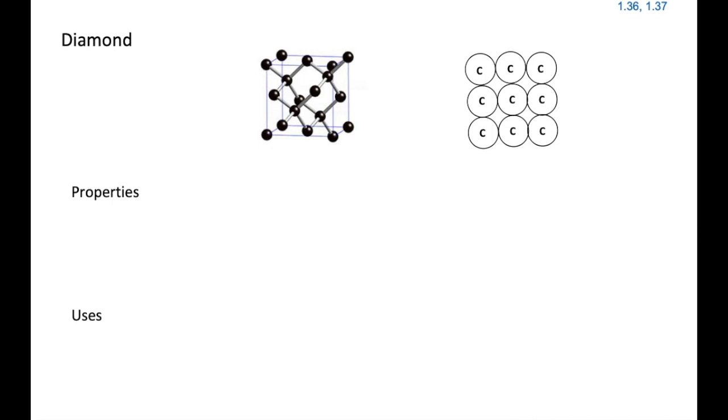We're going to have a look at diamond first. Diamond has a structure where each carbon atom is covalently bonded to 4 other carbons. And if you think about an actual atom of carbon, it has 4 electrons on its outer shell, and so it can form up to 4 covalent bonds.